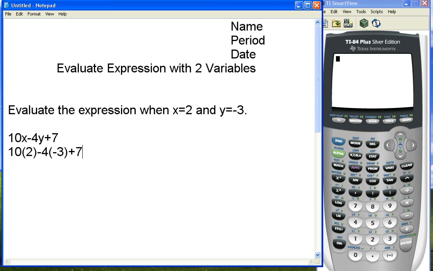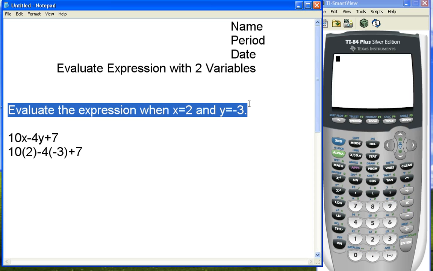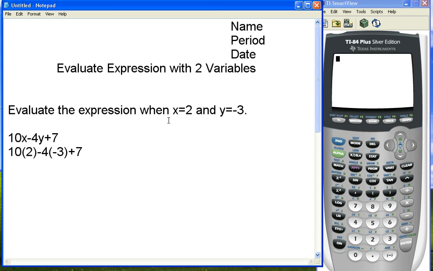So you might need to stop the video to write all that down. Please make sure you're writing this entire phrase here, because otherwise you're not going to know what you're going to be doing. Then all you have to do is multiply. Remember, side by side means multiplied. So 10 times 2, I'm just going to do that in my head, is 20. So 10 times 2 becomes 20.